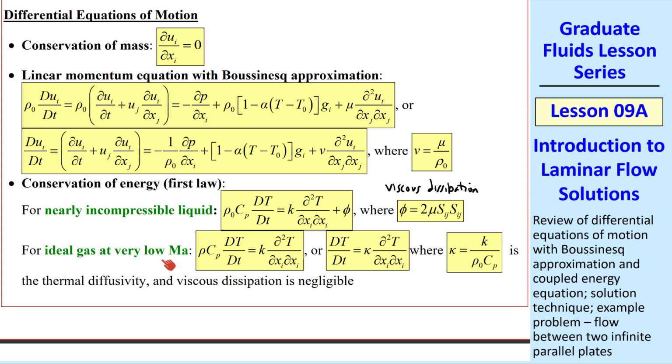If we have an ideal gas at very low Mach number, it turns out that the viscous dissipation term is negligible. We can also use kappa, the thermal diffusivity, which is a combination of rho naught, Cp, and k, as shown in this equation. I point out that when we're using the Boussinesq approximation, T appears in the momentum equation, which couples energy and momentum. In some cases, we have to solve all 3 of the equations, mass, momentum, and energy, simultaneously. In some simpler cases, continuity and momentum are uncoupled from energy.